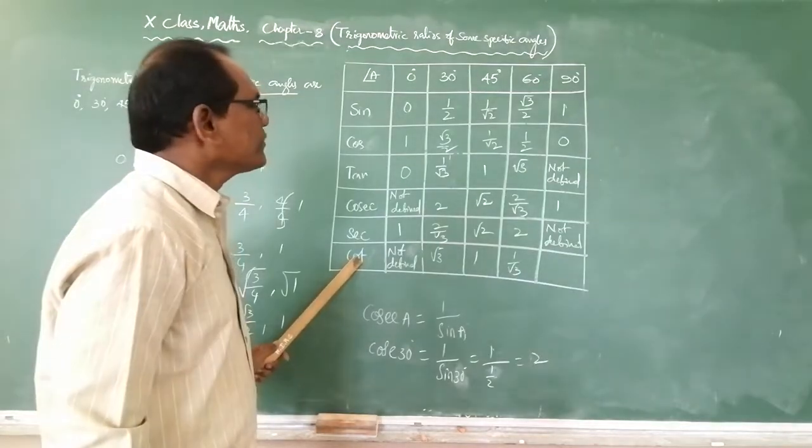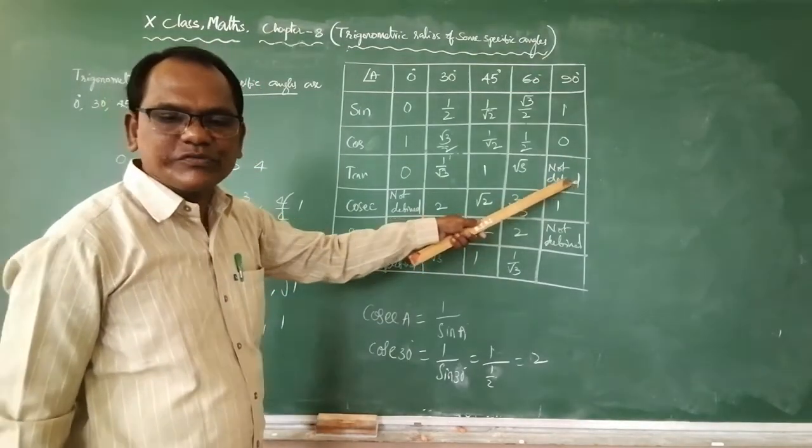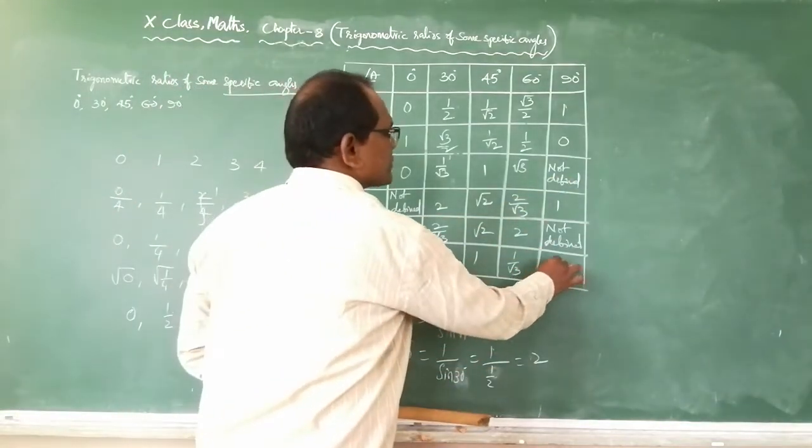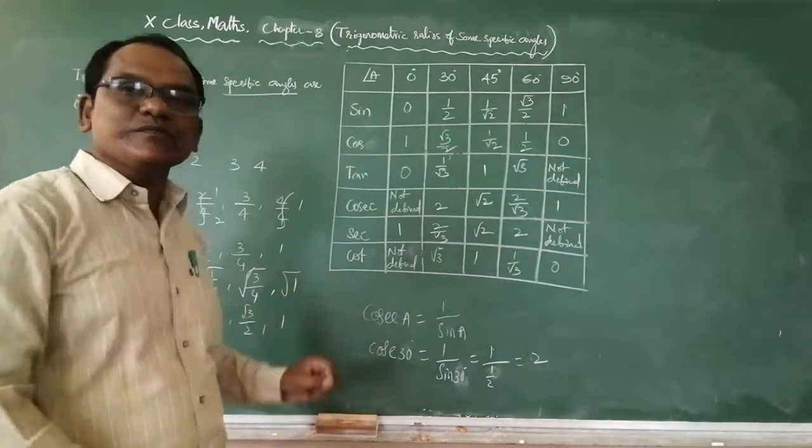Cot means 1 by tan. 1 by tan 90, how much are we going to get? It is 0. Therefore, these are the trigonometric values of some specific angles.